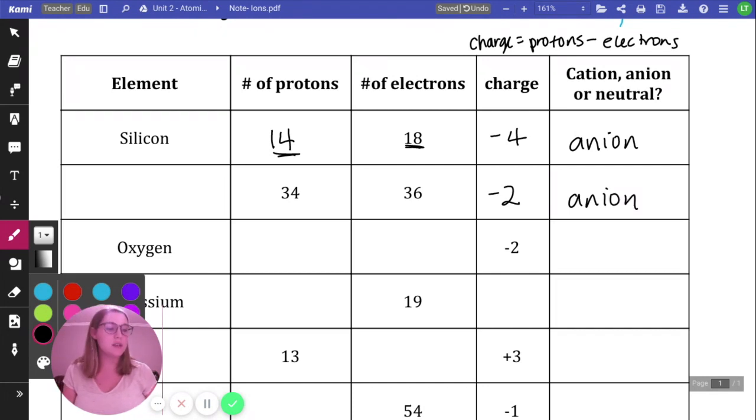All right, and this one we have to figure out our element. So we always use our number of protons to determine what element we have. So it's number 34. So we're going to go to our periodic table and find number 34. There it is. It's Se, and Se is selenium.